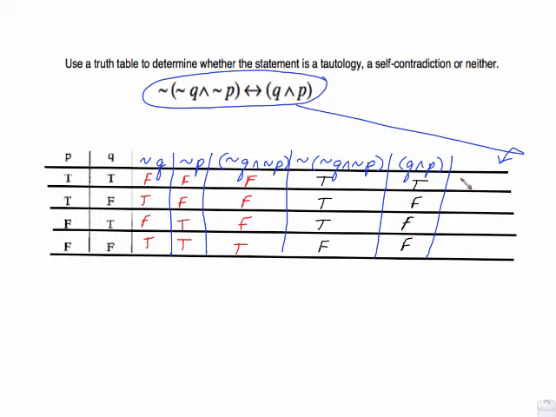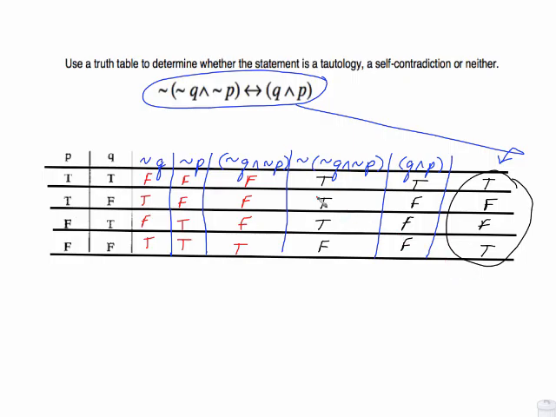And the last thing I have to do is the biconditional between these two columns, which is what's going to go here. The biconditional is true only if these two entries are the same. So true, true would give me a true. False, false would give me a true. And these last two things have to be false. So this is my final column for this truth table.